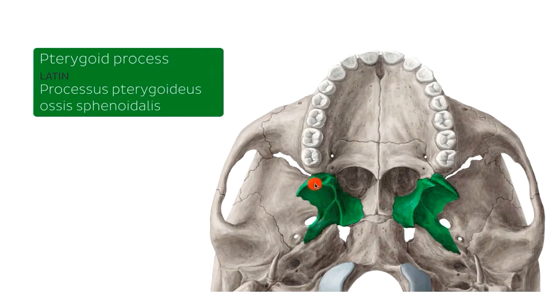Don't forget this. It's very important when you're looking at the inferior view of the base of the skull. From this aspect, we can see that the pterygoid processes descend perpendicularly on either side from the points where the greater wing and the body of the sphenoid bone unite.